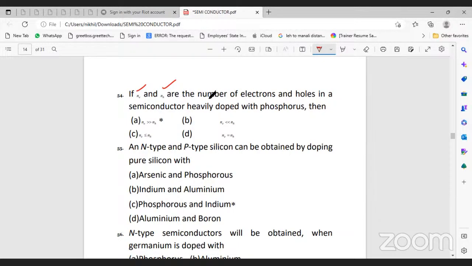Ne, Nh are the number of electrons and the holes. They are heavily doped with phosphorus. Phosphorus means it is a pentavalent. It contains 5 electrons in the outermost orbit. So the number of electrons is more compared to the number of holes.